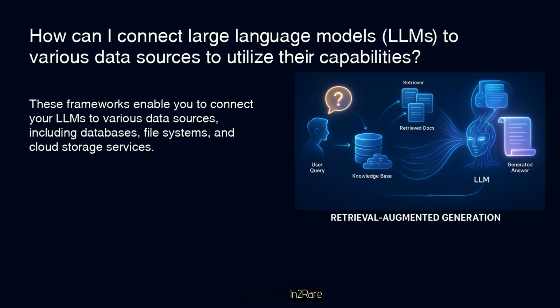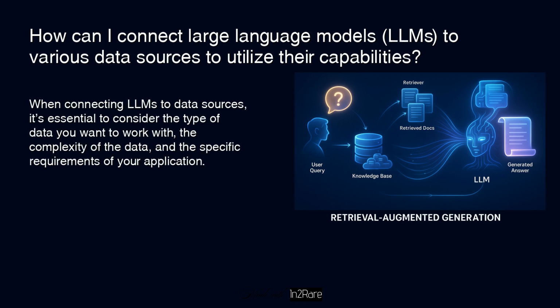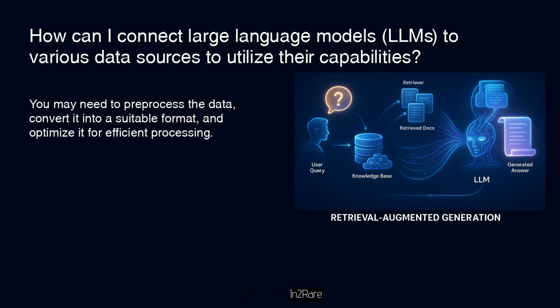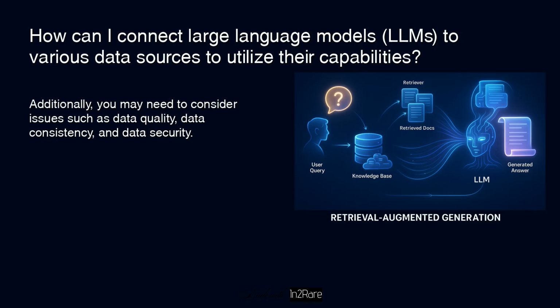These frameworks enable you to connect your LLM to various data sources, including databases, file systems, and cloud storage services. When connecting an LLM to data sources, it's essential to consider the type of data you want to work with, the complexity of the data, and the specific requirements of your application. You may need to preprocess the data, convert it into a suitable format, and optimize it for efficient processing. Additionally, you may need to consider issues such as data quality, data consistency, and data security.